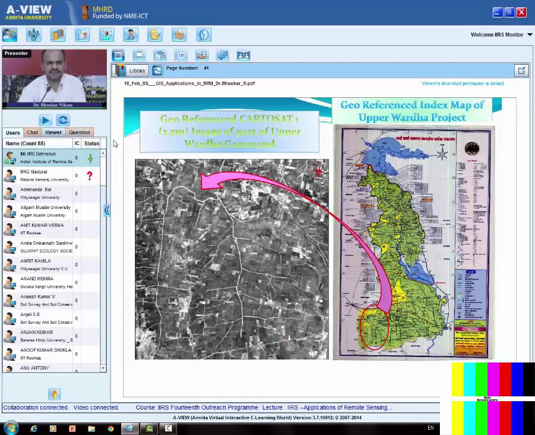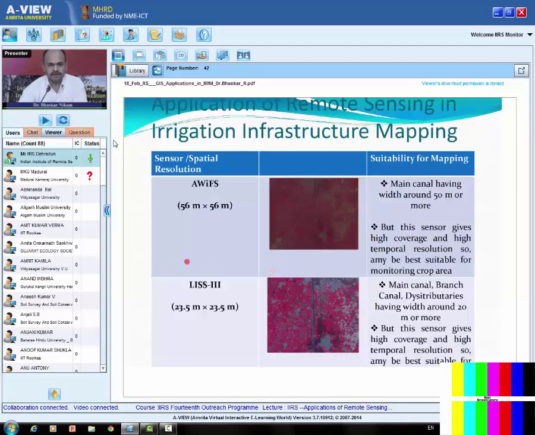So I have to digitize this entire canal network, and if I map the command area, the question comes, what kind of data should I use? Now we have plenty of options. We have AWiFS data, we have LISS-3 data, we have LISS-4 data, we have Cartosat data. So which kind of data should I use? The decision will be based on what my objectives are.